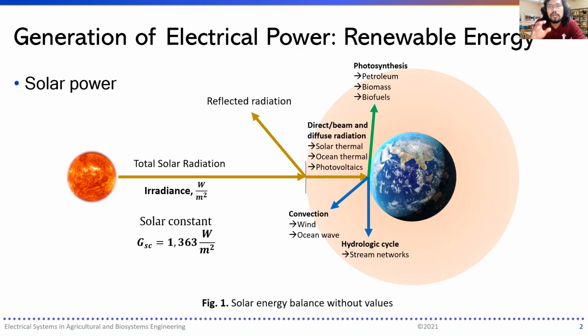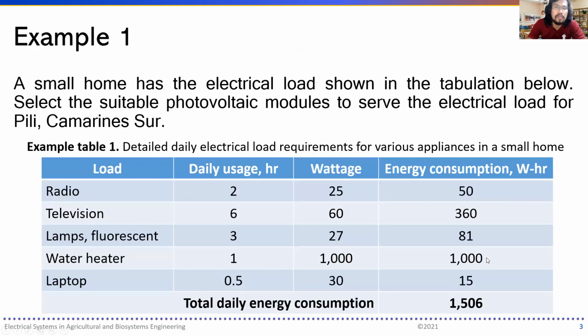Now, before the discussion moves over to biomass and biofuels, there's a sample computation to the previous topic on the photovoltaics. The problem is on the determination of the number of photovoltaic modules needed to service a given electrical load for a small home, as shown in the table, and in a given location, that is Pili, Camarines Sur.